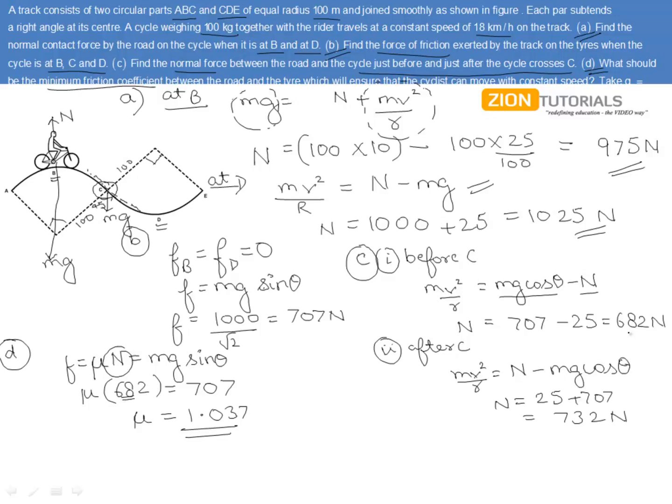Now friends, you might note that I have taken the normal reaction as 682 when the cycle is just before C. It is because the normal reaction here will have mg cos theta minus mv square by r, while here it will have mg cos theta plus mv square by r. So at C, the normal reaction lying in the part ABC will be less than in CDE. So this will be the least normal reaction in the whole path. So if somehow we balance this normal reaction with the frictional force, then we will be able to balance every force in the path ABCDE.